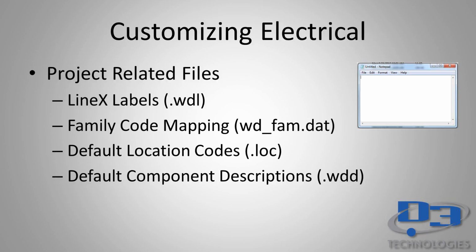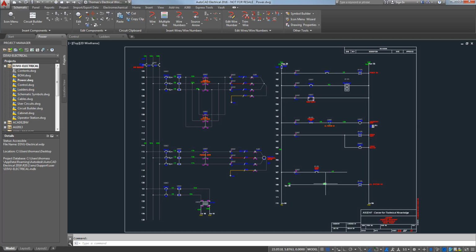All right, so let's dive into the software and take a look at this. So let me get Electrical pulled up here. All right, so in here in Electrical, I'm going to come over here to the Project Manager, and I'm going to right click on my active project and go to Description.